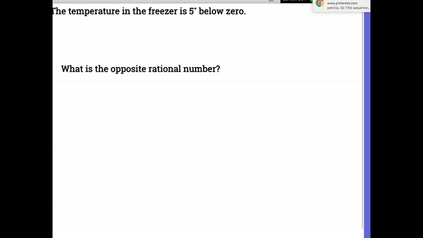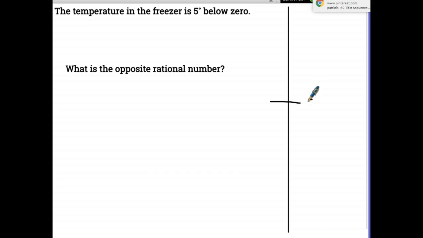Okay, and draw your number line for this one. Temperature is 5 degrees below 0. We're talking about temperature now, so you're not going to label sea level. And you want the opposite rational number. Take 1 minute and indicate on your number line first the 5 degrees below 0, and then where the opposite rational number is.